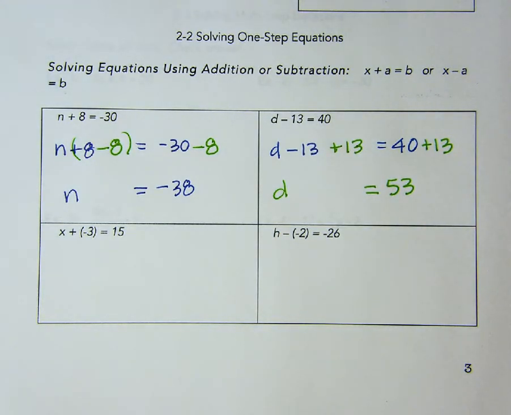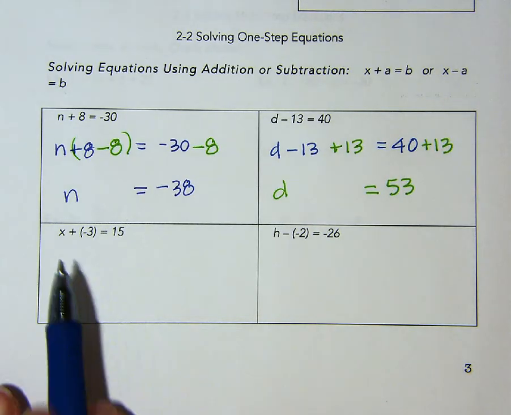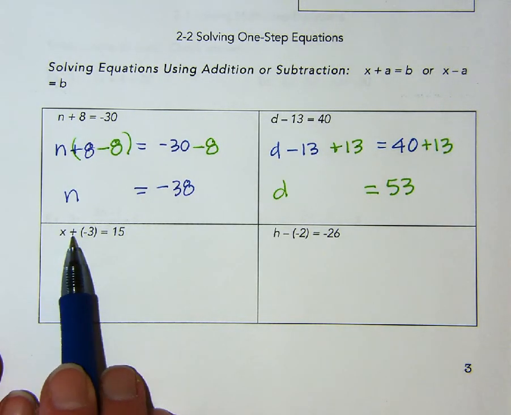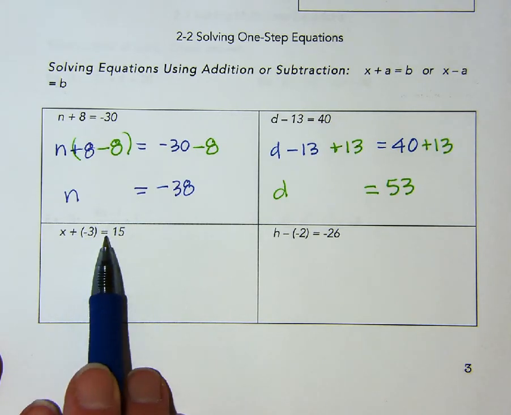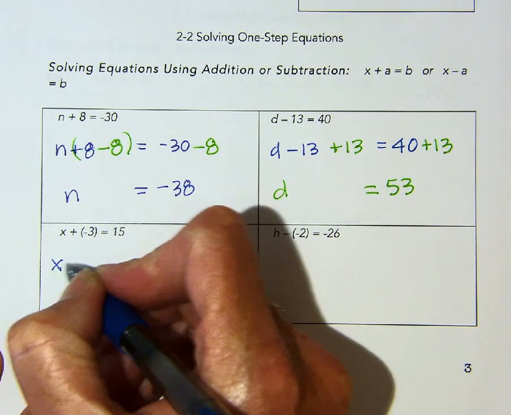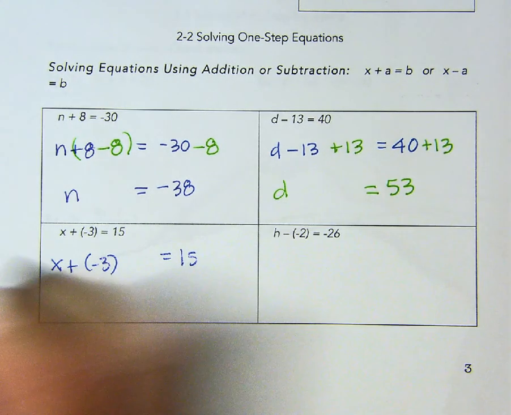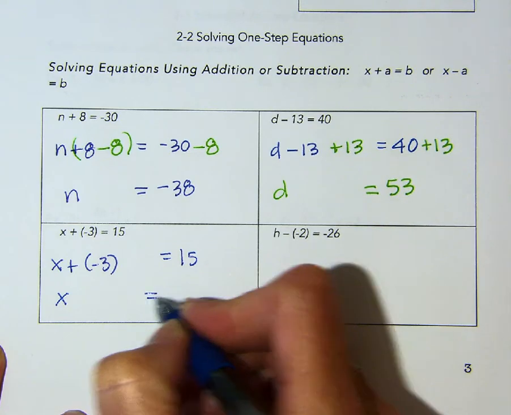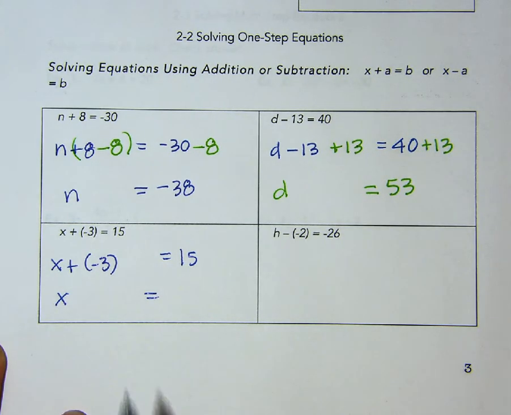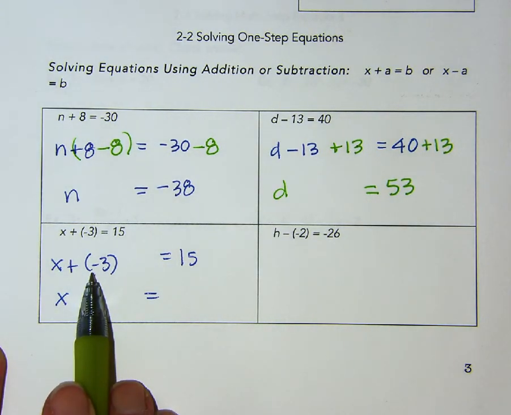Now the next examples get a little trickier. You have to think about what they're really saying. The concept here is that we are going to add the opposite, or do the opposite. So just because there's a plus sign: what number increased by negative 3 is equal to 15? Well, what number plus negative 3 is equal to 15? Remember, what we want to do is get that x, that variable, isolated. We want that negative 3 to be gone.